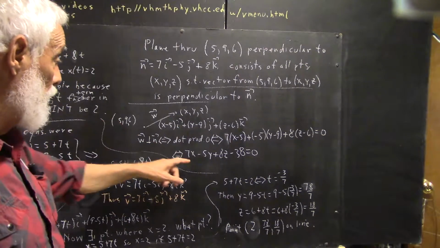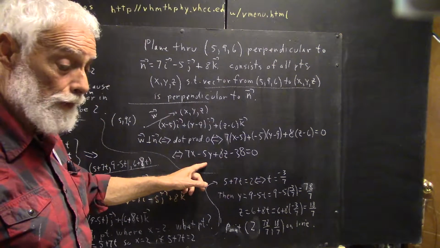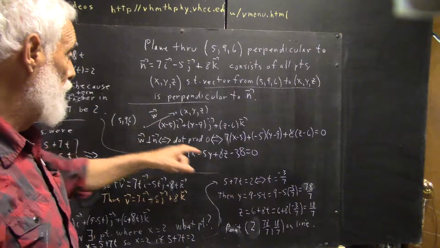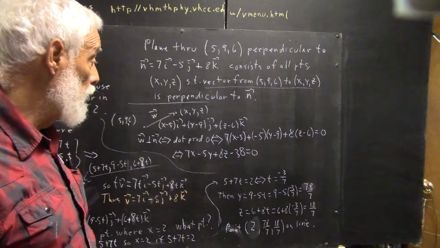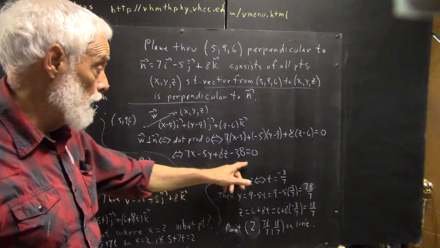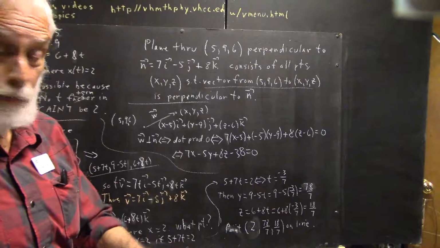Okay, again, 5 times 7 is 35. 9 times negative 5 is negative 45. That gets us to negative 10. 6 times 8 is 48. Negative 10 and 48 is 38. And 38 minus 38 is 0, and now it works.